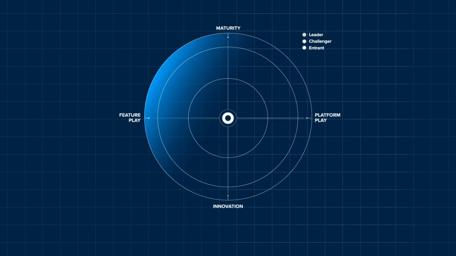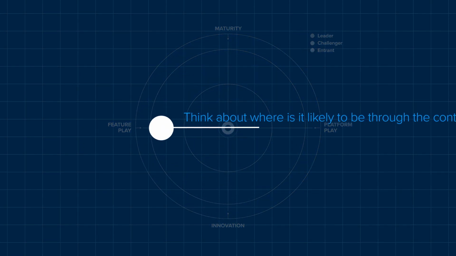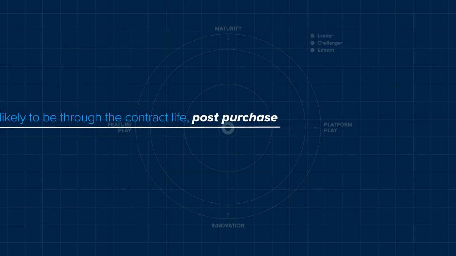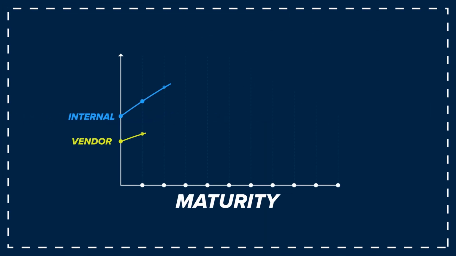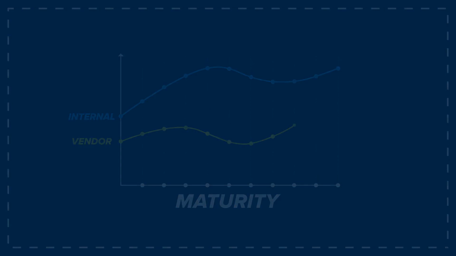All of these things are evolving, so don't just look at the platform and where it is today. Think about where it is likely to be through the contract life, post-purchase. Does it do enough today to accomplish what you need it to? And will the vendor mature fast enough to keep up with your internal maturity?